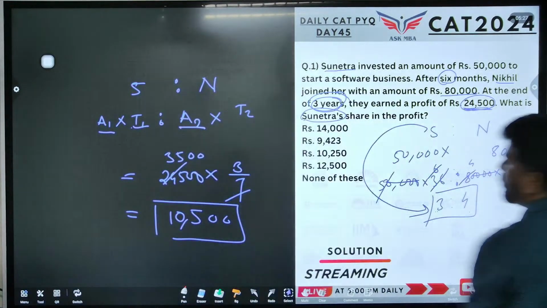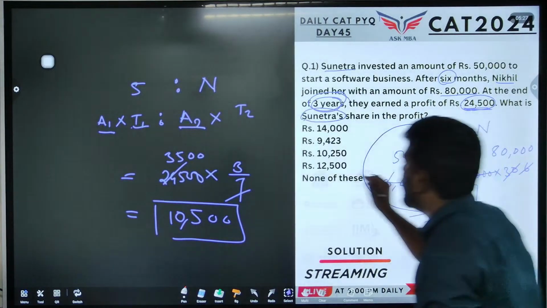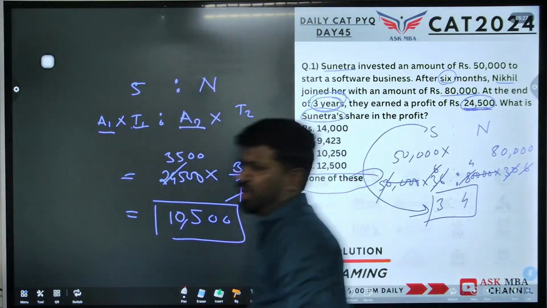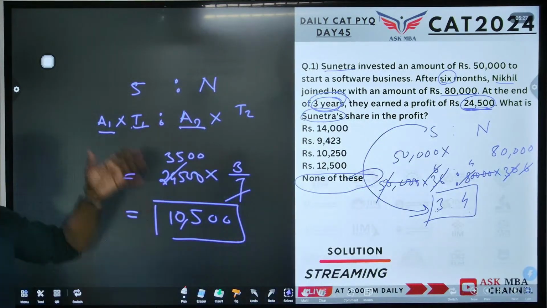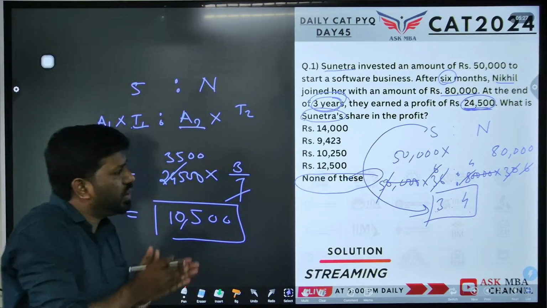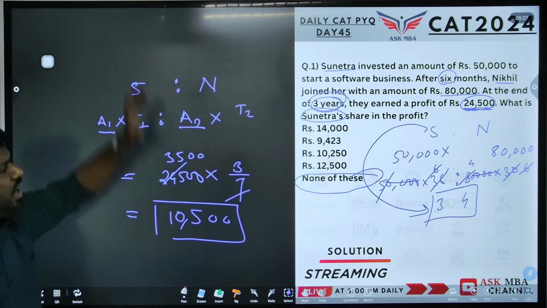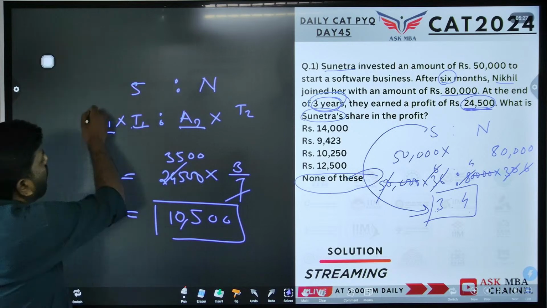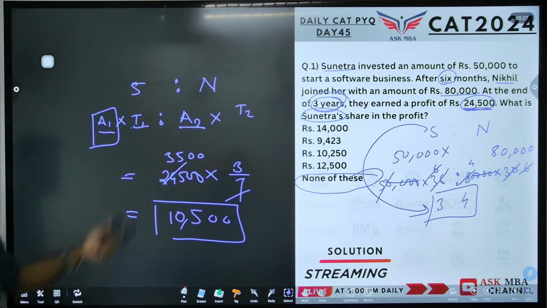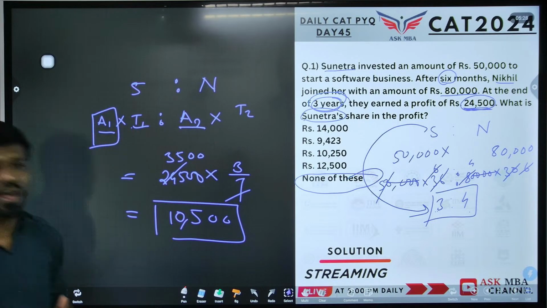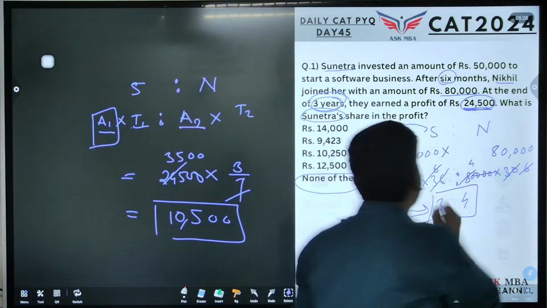Do we have any options? We don't have any options over there. So the option that you have to select is none of these. So why did I put this question? What is the reason behind selecting this question? Just to make you understand, guys, how partnership questions work. Because in partnership, the amount is important and your time is also important, because according to both amount and time, your share and profit ratio will be calculated.